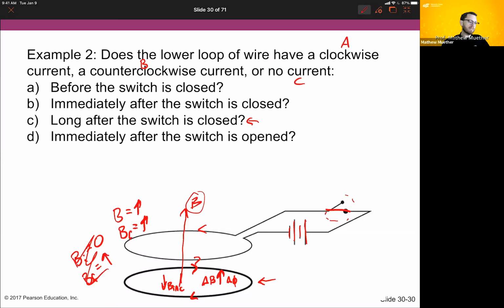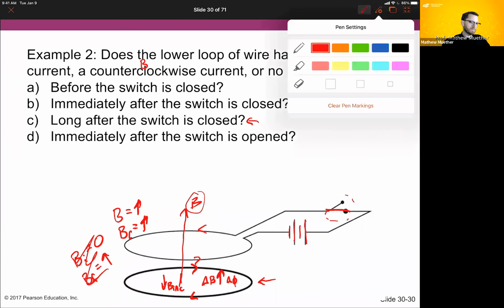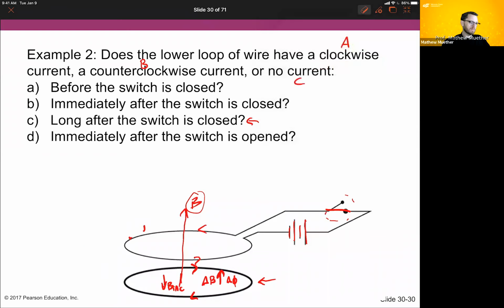What happens after I open the switch? So now the magnetic field is stable and I'm going to open the switch. What happens to the current in the lower loop if I reopen the switch after the magnetic field has been running around for a while? I'll give you guys 2 more seconds to think about it because we're running short on time. All right, let's go ahead and end the poll.